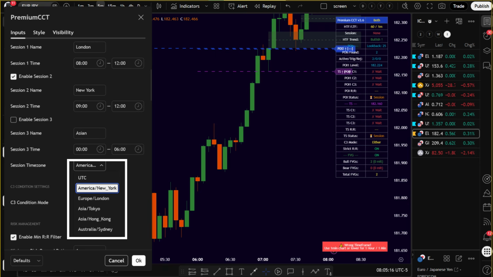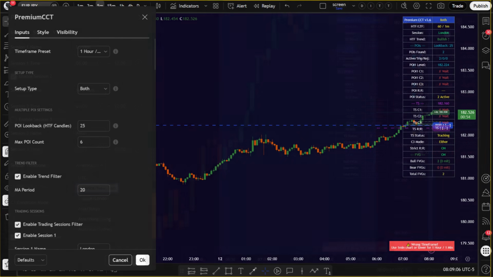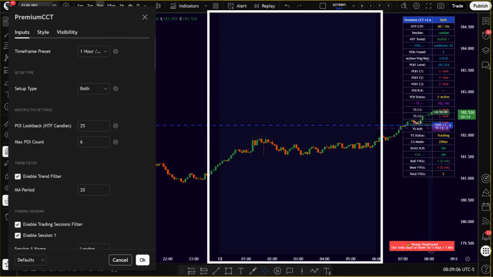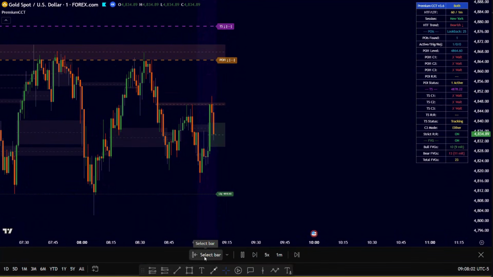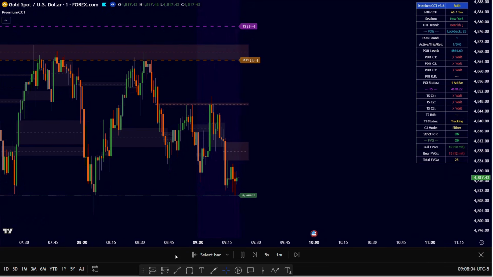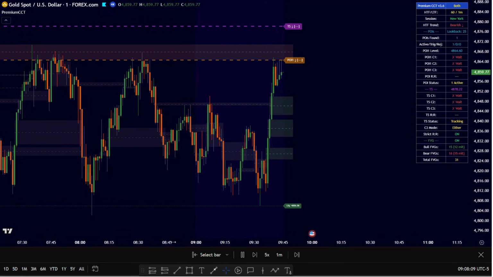The session time zone setting is important. You can choose from UTC, America/New York, Europe/London, Asia/Tokyo, Asia/Hong Kong, or Australia/Sydney. Make sure you select the time zone that matches your location or your trading preference. When sessions are enabled, you'll see a subtle blue background during active session periods. The info table also displays the current active session name, so you always know if you're in a valid trading window. Here's something important to understand. The setup can form at any time, but the entry conditions are only checked during active sessions. This prevents entries during low liquidity periods when spreads are wide and price action is unpredictable.